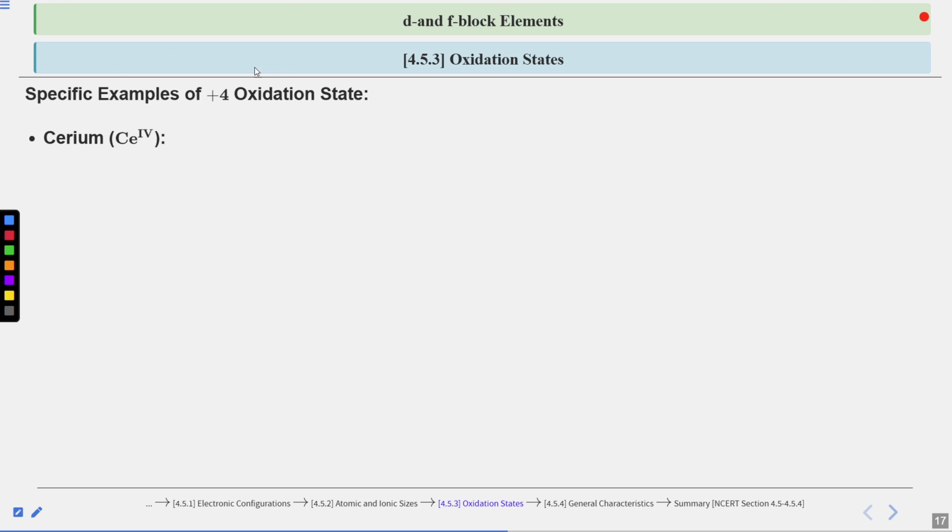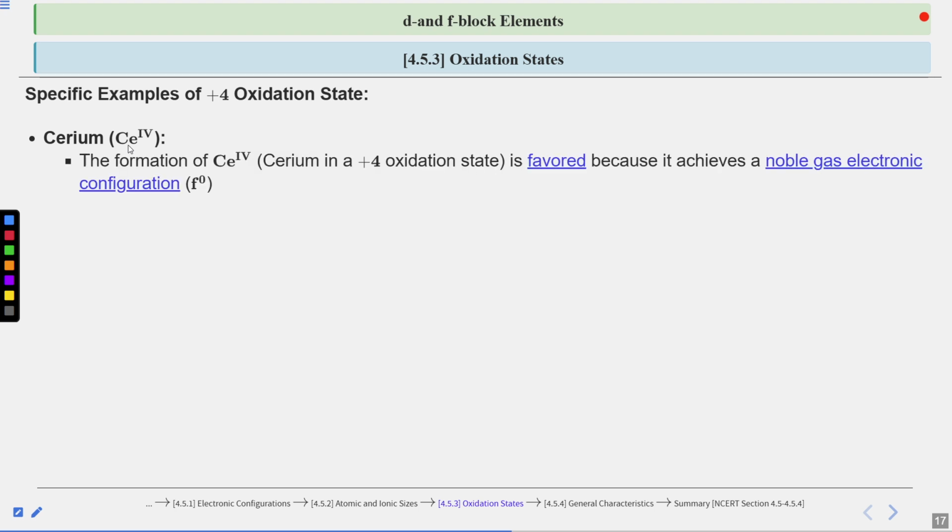Specific examples of plus 4 oxidation state. So let's talk about this plus 4 oxidation state shown by the lanthanoids. The first is cerium. Cerium will show the plus 4 oxidation state. So the formation of cerium 4 positive, where cerium has the plus 4 oxidation state, is favored. Why? Because it is going to achieve a noble gas configuration by having an empty f orbital, that is f0, and it is going to attain a stable noble gas configuration.